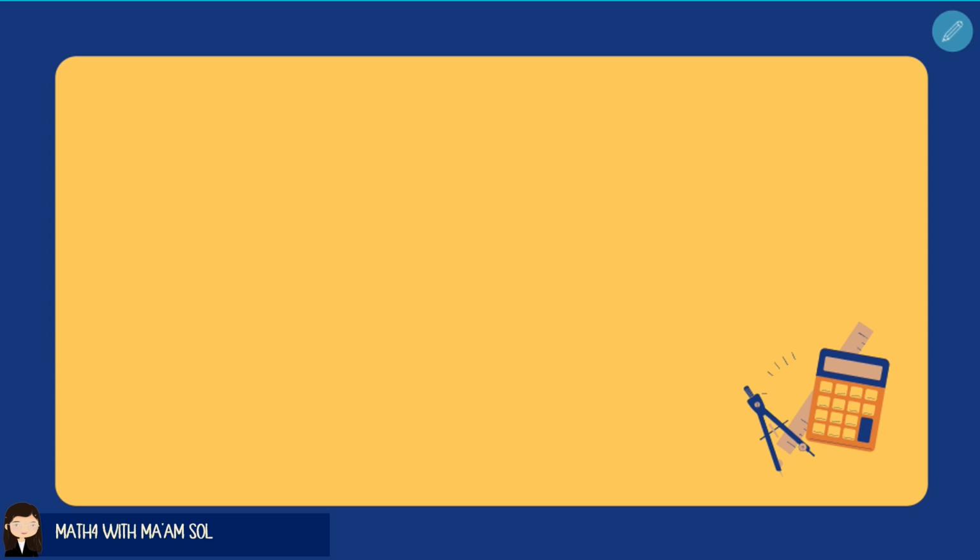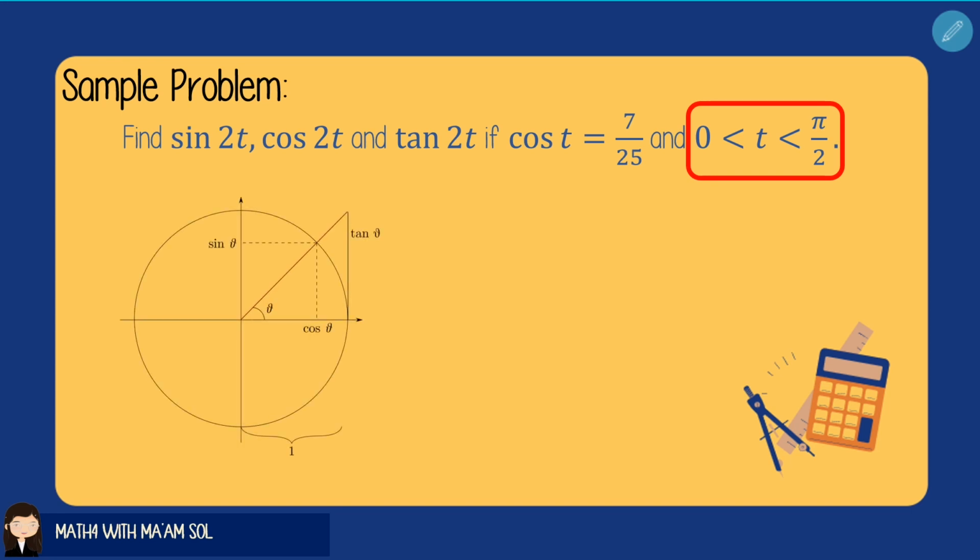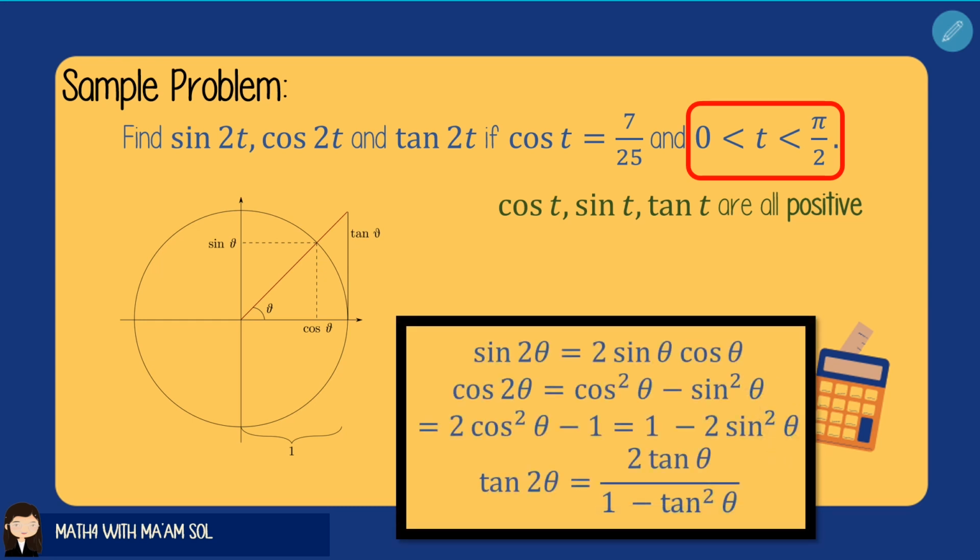Let's see how we can do that in this sample problem. Suppose we're going to find sine 2t, cosine 2t, and tangent 2t, and what we only know is that cosine t is 7 over 25. We also know the location of t, which is between 0 and pi over 2. If we look at our unit circle, we know that t is in quadrant 1. That implies that the values of cosine t, sine t, and tangent t are all positive. We need those values because we see that our identities for sine 2 theta, cosine 2 theta, and tangent 2 theta all need cosine theta, sine theta, and tangent theta.